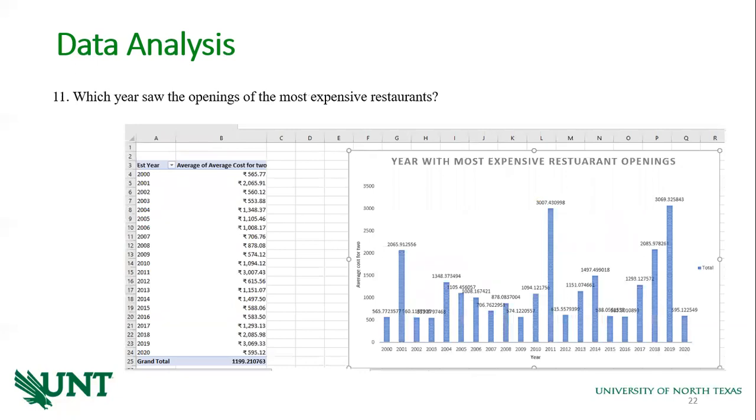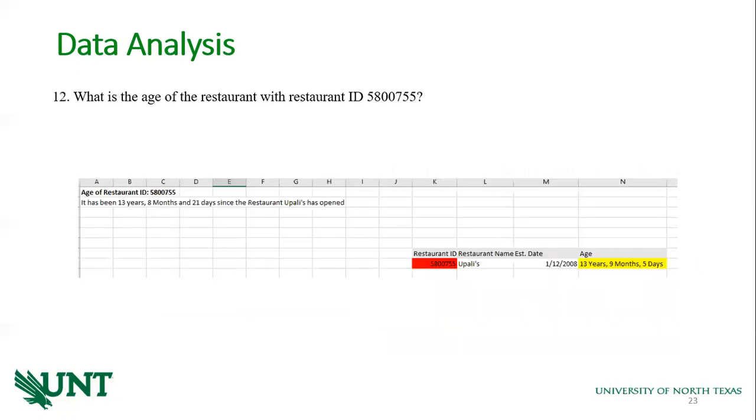Which year saw the openings of the most expensive restaurants? The year 2019 saw the openings of the most expensive restaurant, with the average cost of $3,069.33.